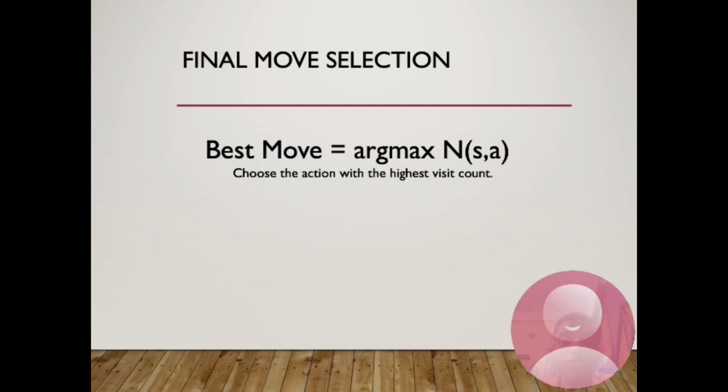In the final move selection, after repeating the four phases many times, the algorithm selects the final move, the best move. Argmax of N. We choose the action with the highest visit count. This means the algorithm chooses the action that has been visited the most times during the search process.